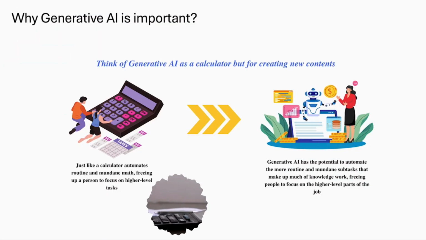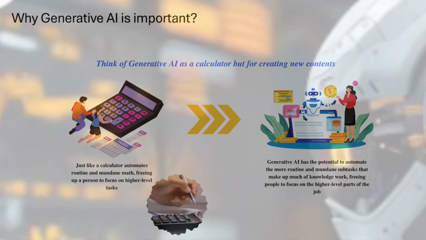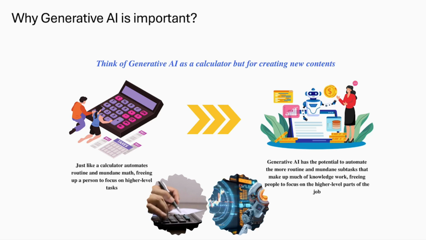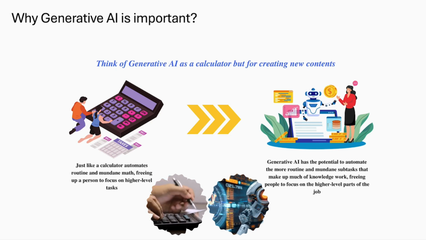It's just not possible, right? Because a calculator basically automates the routine and mundane math, freeing up a person to focus on higher level tasks. So, similar to that, generative AI has a very high potential to automate the more routine and mundane subtasks that make up most of the knowledge work these days. And that frees up the people to focus on higher level parts of the job.